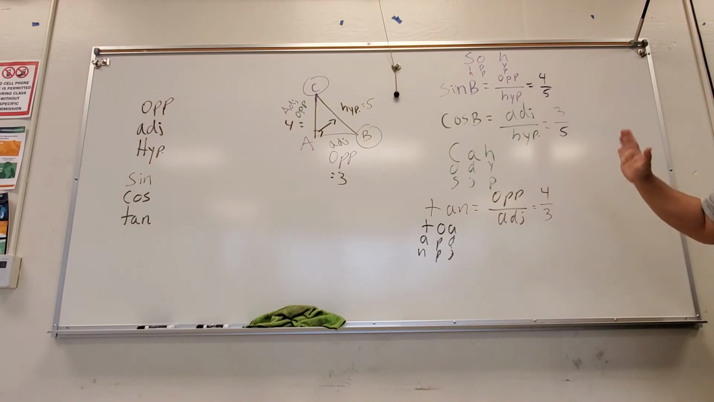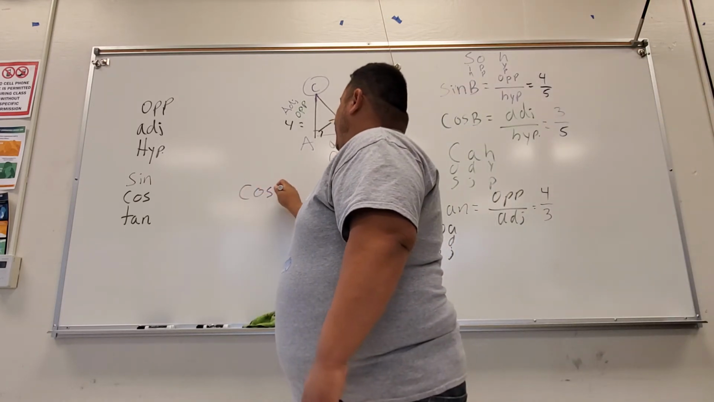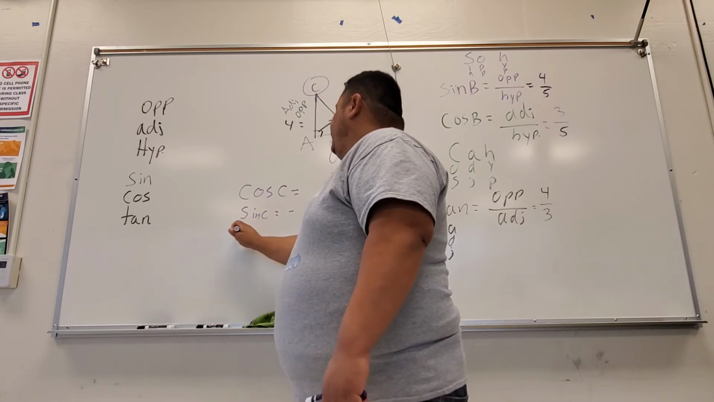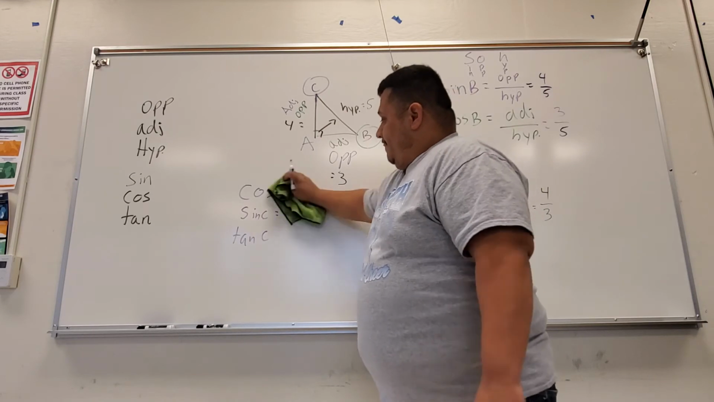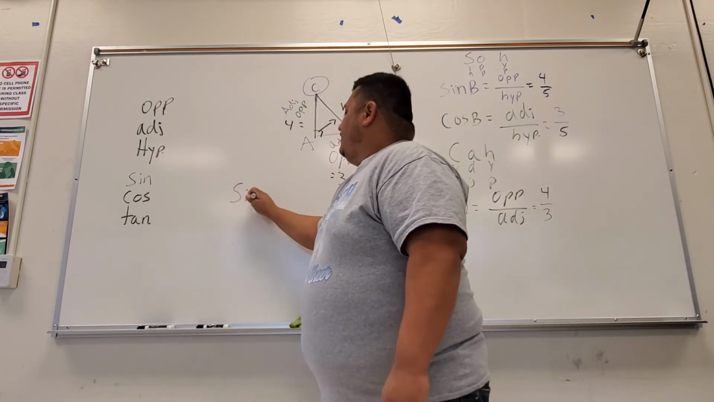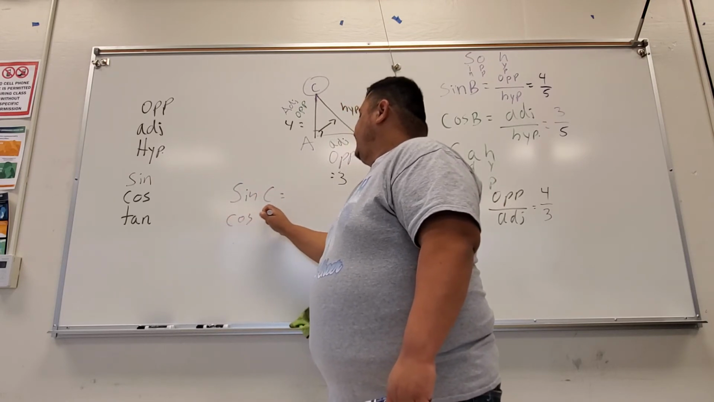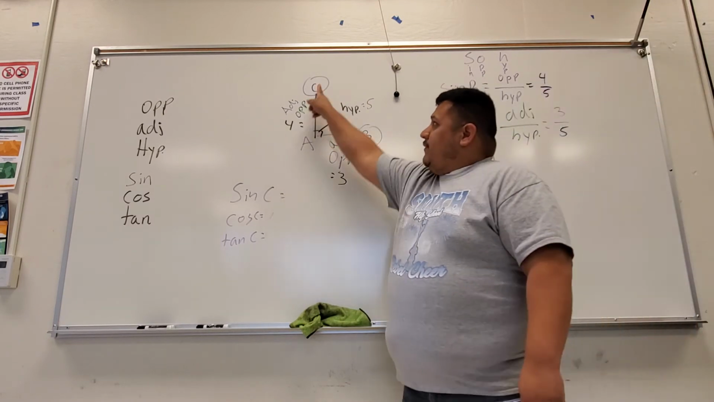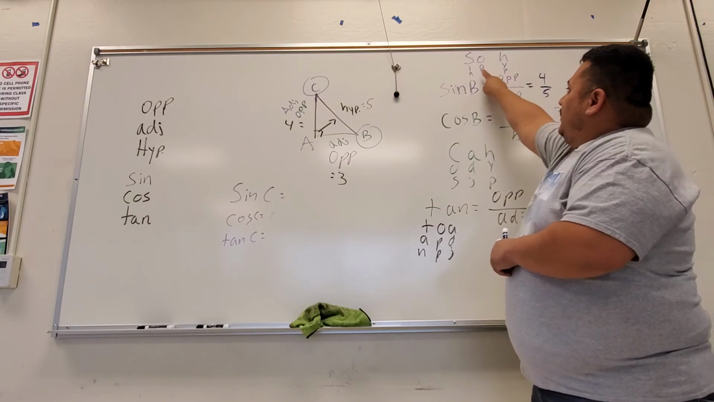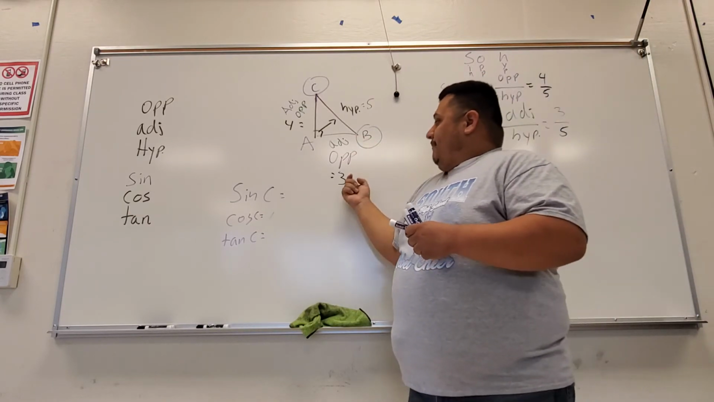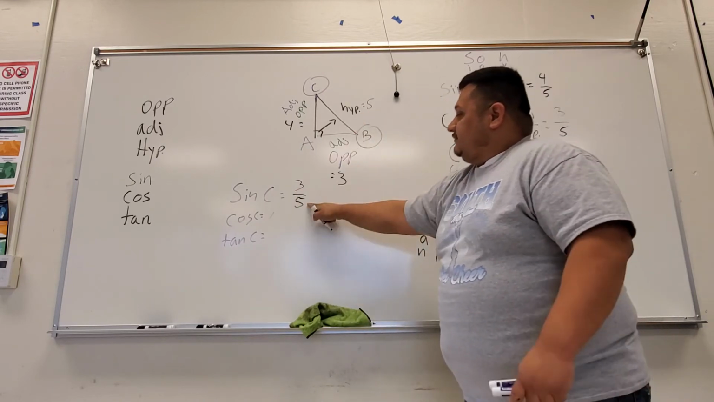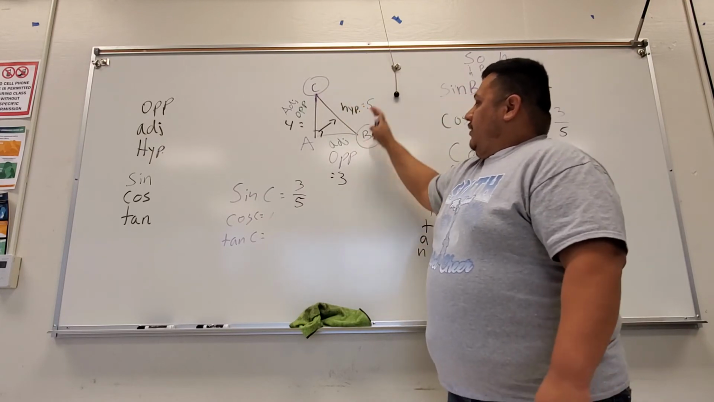Okay, now, I want to change this up a little bit. Okay, I want the cosine now of C. Sine of C, cosine of C, and tangent of C. Okay, rewrite this. Let me do this again. Sine of C equals, cosine of C equals, and then tangent of C equals. Okay, so now we're working with angle C. We know that our sine equals opposite over hypotenuse. So the opposite of C is 3 over 5. Okay, see how that works? From angle C, 3 over 5.